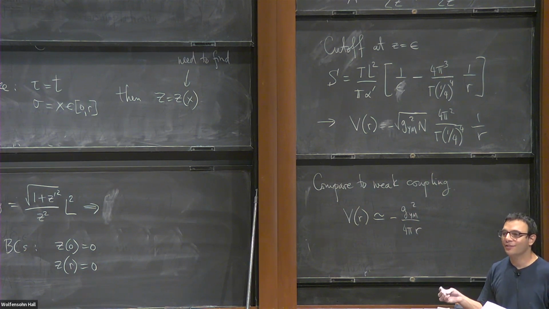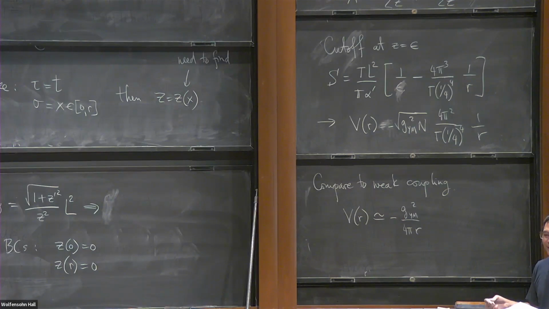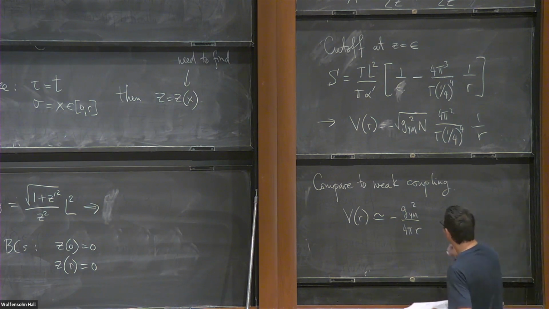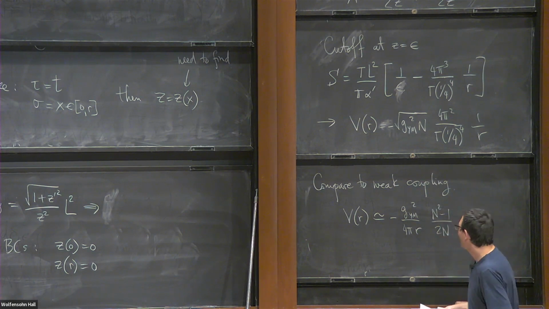Are there any other guesses? N squared minus 1 over n is a better guess. Any better guesses? N squared minus 1 over 2. So why is that?